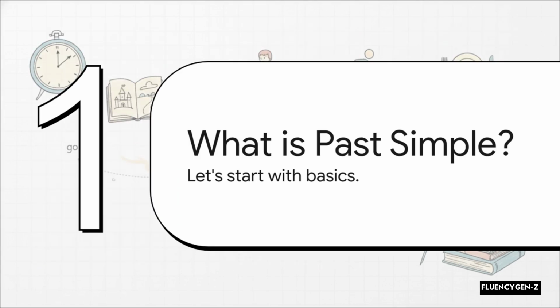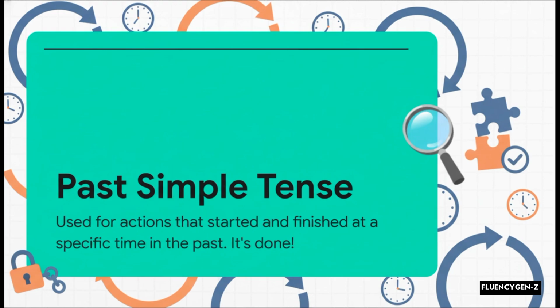Let's just start at the very beginning with the basics, because once you get this, everything else just clicks into place. Okay, so here's the core idea. The past simple is all about actions that are completely 100% done. They started in the past, and this is the important part, they finished in the past. It's like a completed story. It happened, it's over, we've moved on.